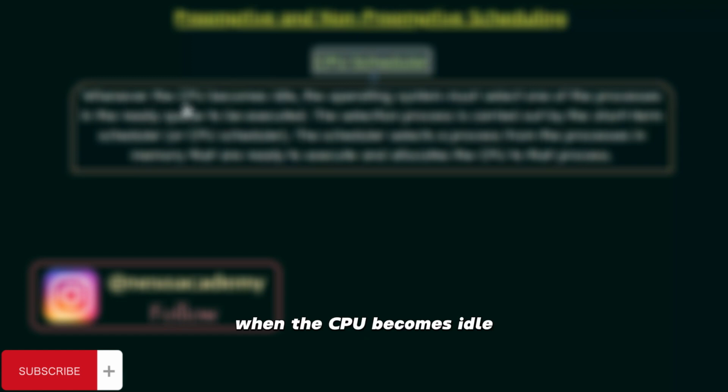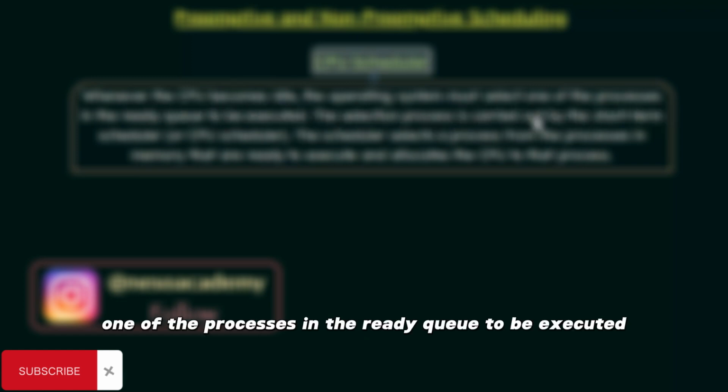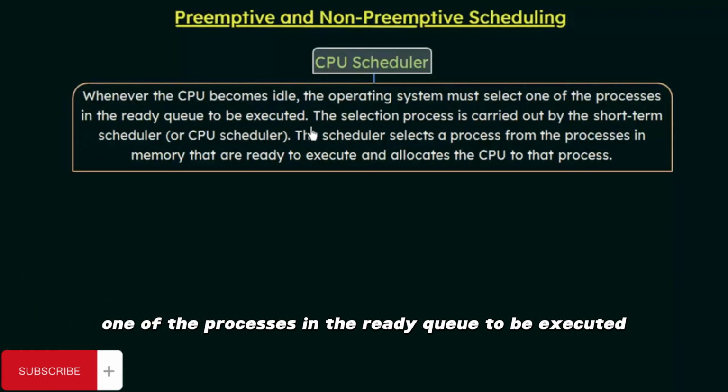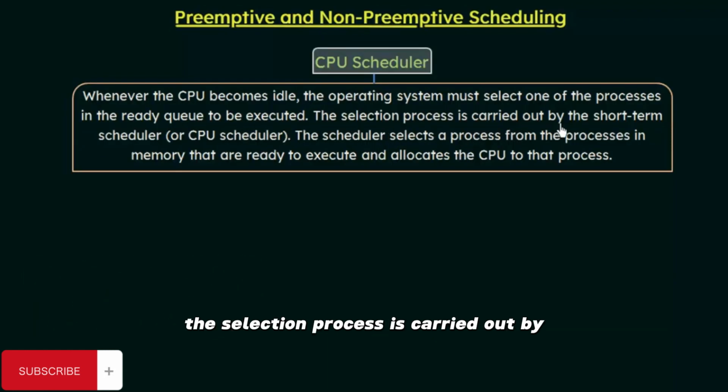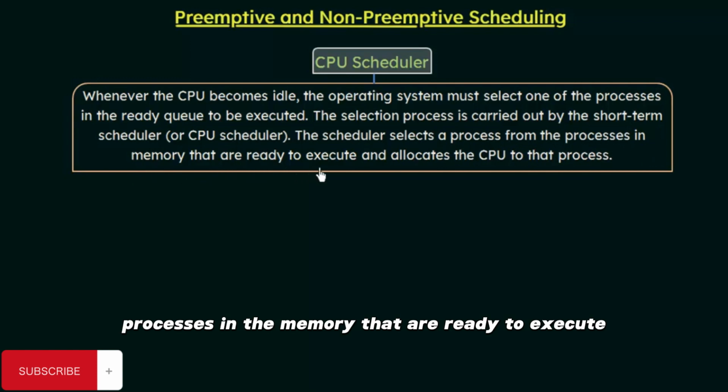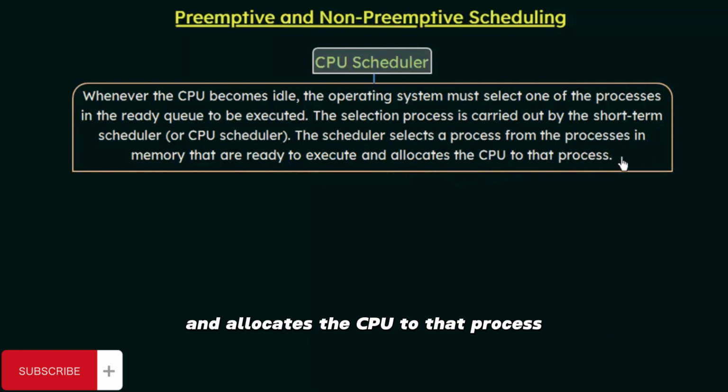So it says here, when the CPU becomes idle, the operating system must select one of the processes in the ready queue to be executed. The selection process is carried out by the short-term scheduler or CPU scheduler. The scheduler selects a process from the processes in the memory that are ready to execute and allocates the CPU to that process. So from the name itself, we can understand that CPU scheduler is the one who is going to select the process that will get the CPU for its execution.